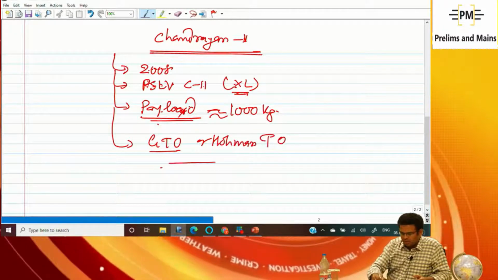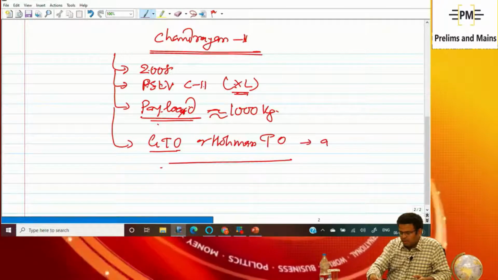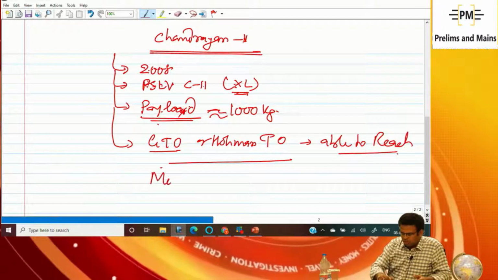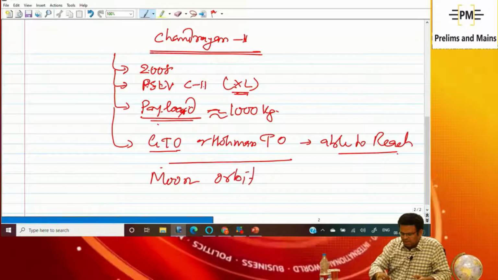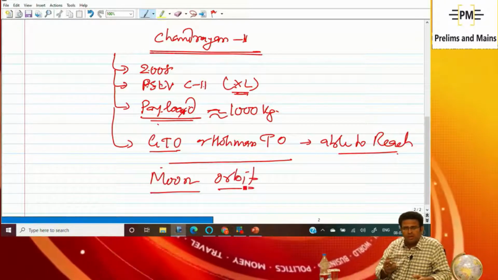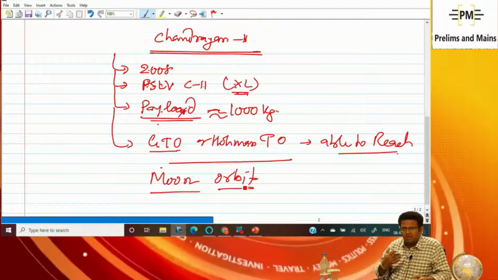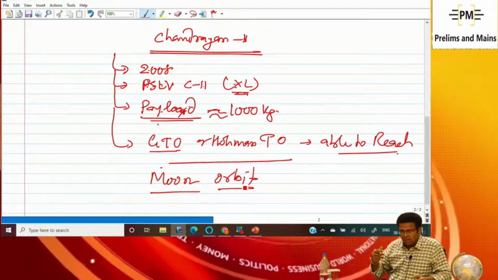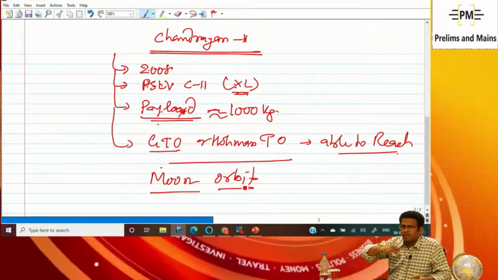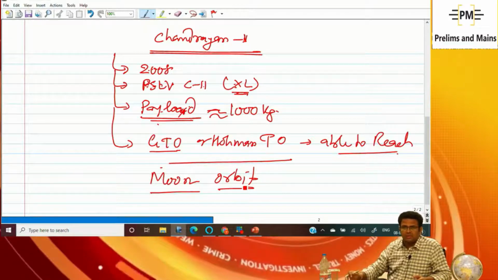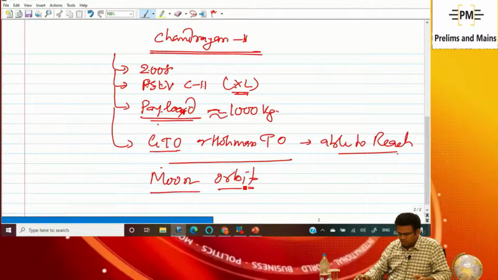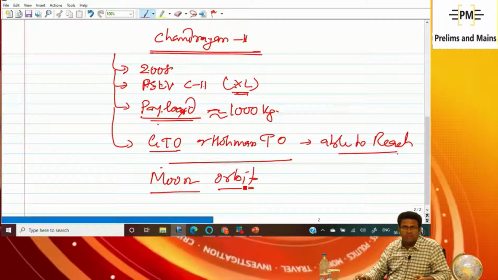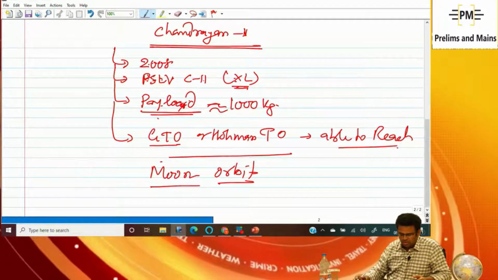Through the geosynchronous transfer orbit, or Hohmann transfer orbit, it is able to reach the moon orbit. Dates and months are not required. Because the moon is around 3,86,000 km away, and before that it will move several times in the Hohmann transfer orbit, it will take some days to reach there. We have seen that the distance of the moon from the earth is 3,86,000 km on average. So this is the thing about Chandrayaan 1.